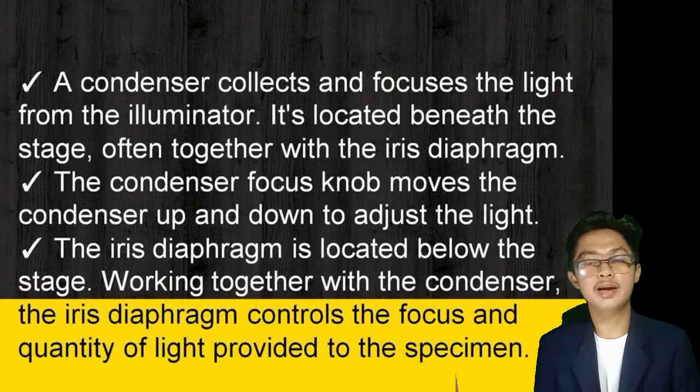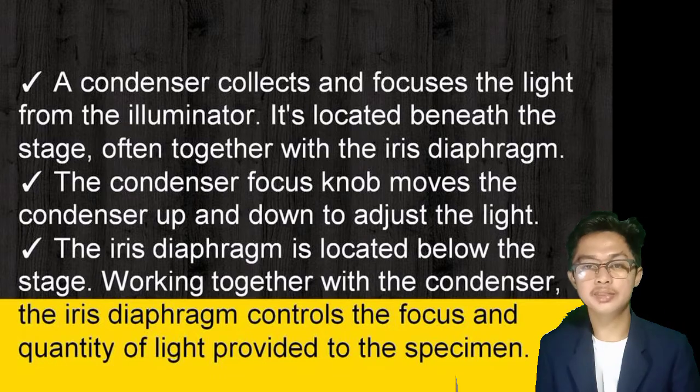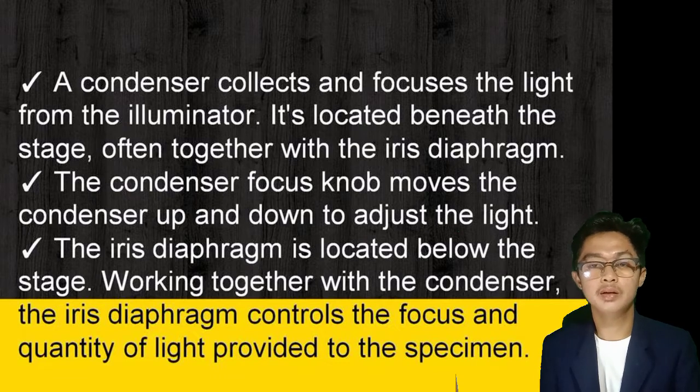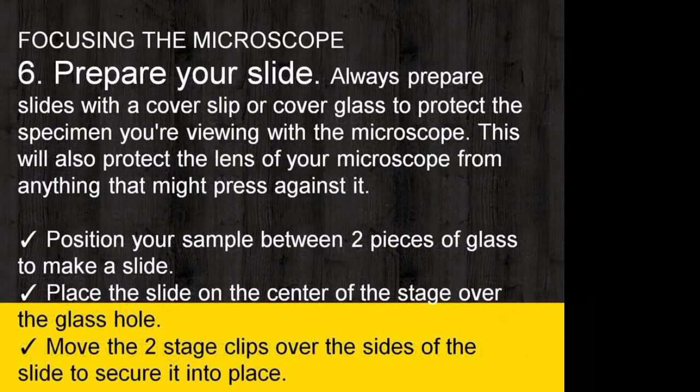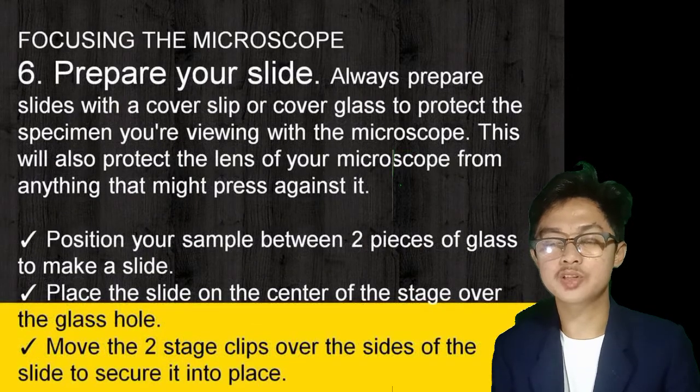A condenser collects and focuses the light from the illuminator. It's located beneath the stage, often together with the iris diaphragm. The condenser focus knob moves the condenser up and down to adjust the light. The iris diaphragm is located below the stage, working together with the condenser. The iris diaphragm controls the focus and quality of light provided to the specimen. Next is focusing the microscope.